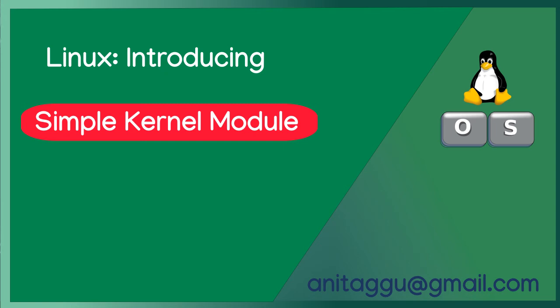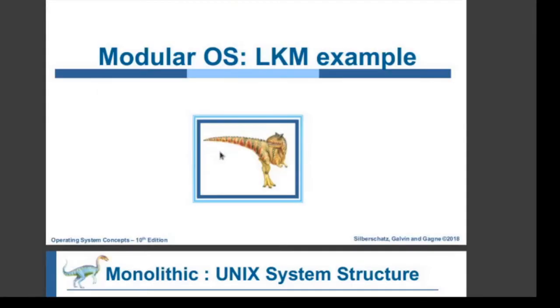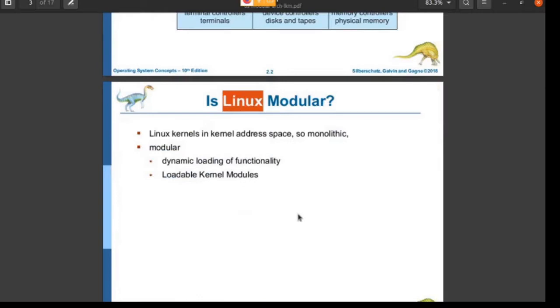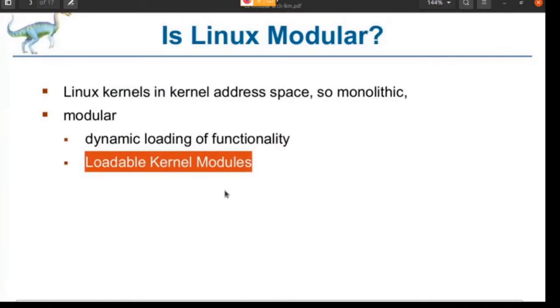It will be a quick tutorial on loadable kernel modules of the Linux operating system. We talked about the various architectures of operating systems. Linux is considered to be monolithic, but it also has modular functionality. One of the ways that Linux is modular is because of loadable kernel modules.